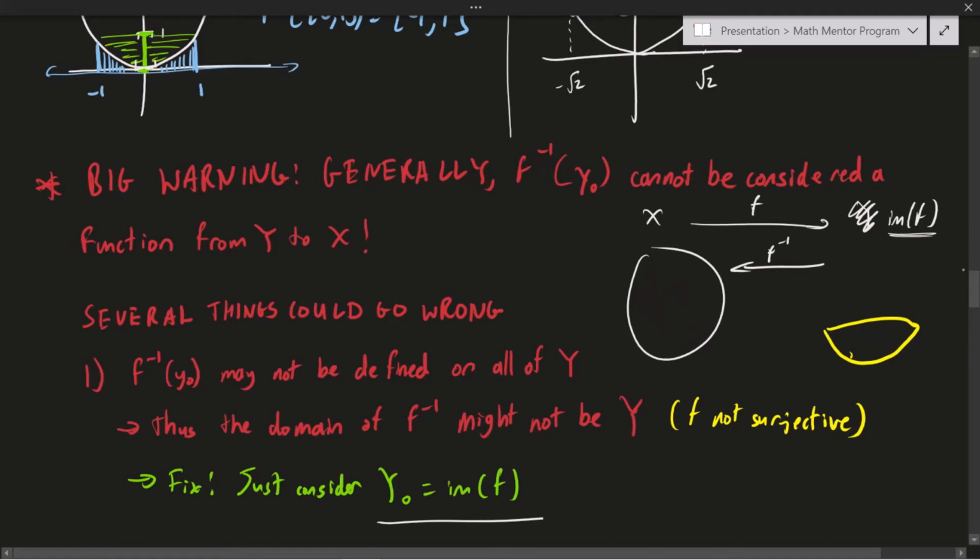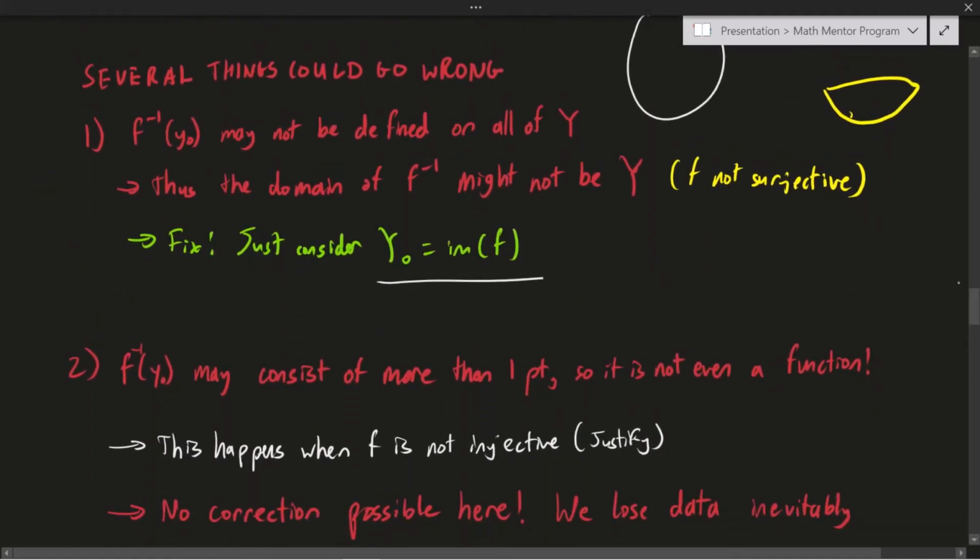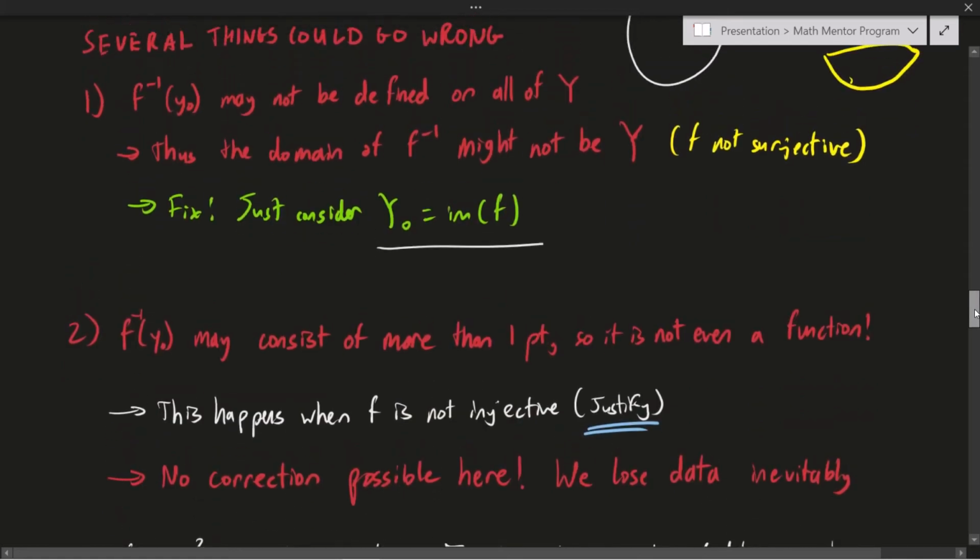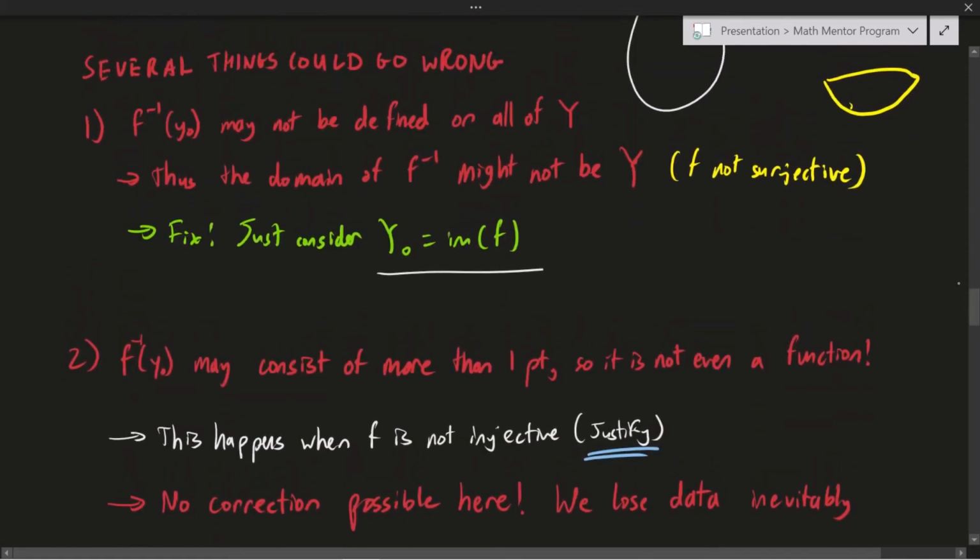But there's a second problem, and maybe you've seen it already in the previous example, is that the inverse, if I define it as an inverse function, may consist of more than one point, so it won't even be a function. And this happens in particular when f is not injective. You should try and justify this part to yourself. It's not an exercise, but it's just something that you should at least reconcile in your head. But there's no correction possible here. Basically, it means that once you have this non-injection, you're going to lose some data about your original domain.